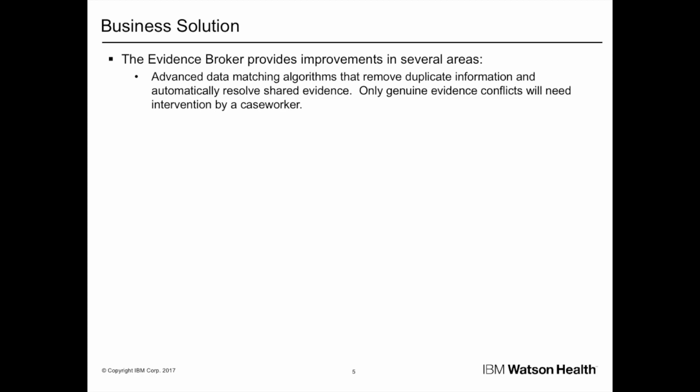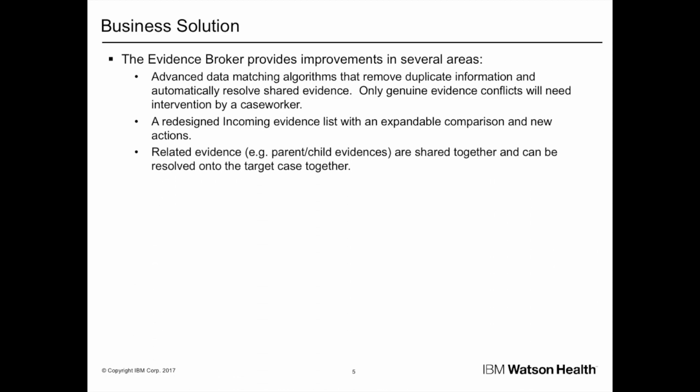To ensure that caseworkers like Anne can manage their cases more efficiently, the new evidence broker provides new functions and processes that address the issues she has today. Advanced data matching algorithms that remove duplicate information and automatically resolve shared evidence. A conflict occurs when the system is unable to determine the actions that need to be taken with the evidence that has come in, but this happens only for genuinely conflicting information. A new incoming evidence list with an expandable comparison that highlights the differences in attributes between evidence shared and evidence already held on the case. This allows Anne to quickly see mismatches in data and make decisions.